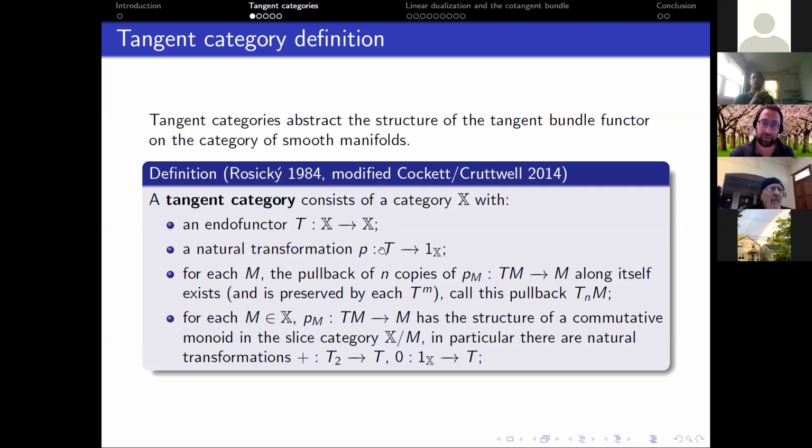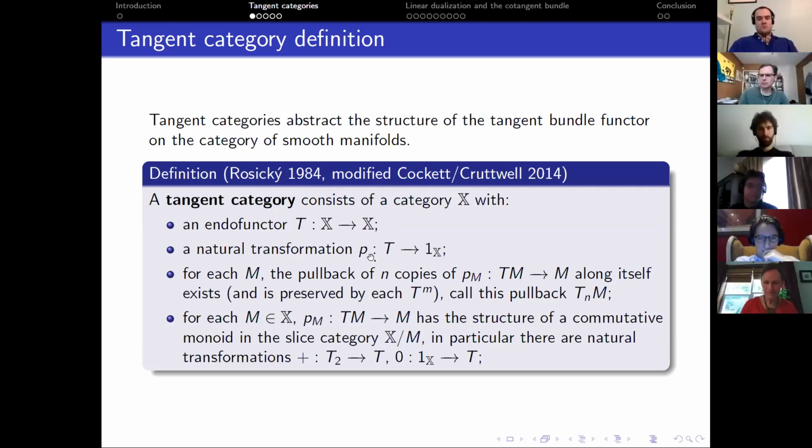So at every point of the tangent bundle, it's a tangent vector. Every element of the tangent bundle is a tangent vector at a point. So pulling off that point gives us a natural transformation from the tangent bundle TM back to M. So a natural transformation from T to the identity functor on X.